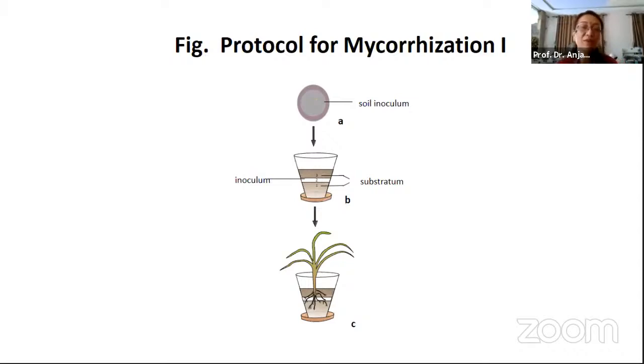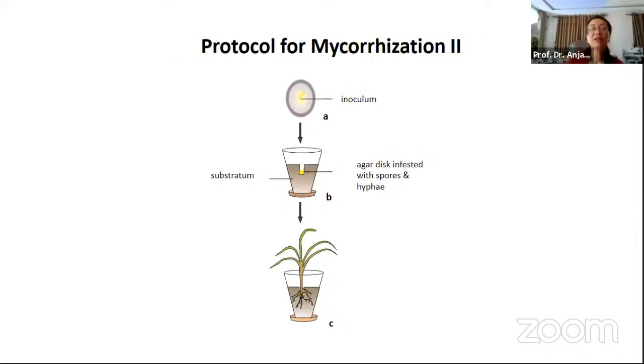After some time, 2 to 3 months, there is sporulation of that inoculum, and it will penetrate the rooting system of the plants, and that is how you get the inoculum in mass production also. The same process. Another way of mycorrhization is one that we have developed in the laboratory.